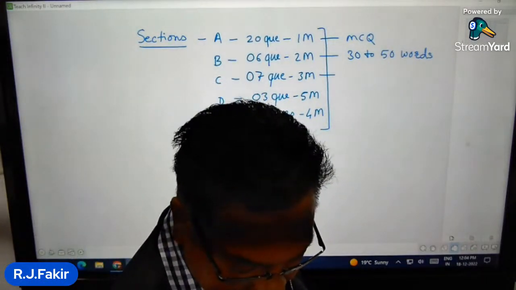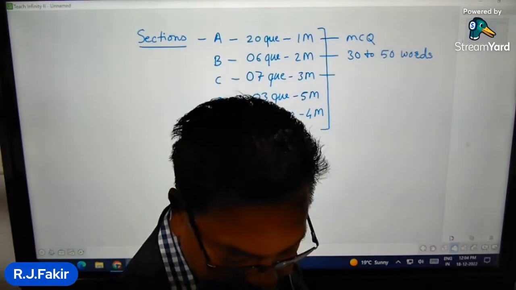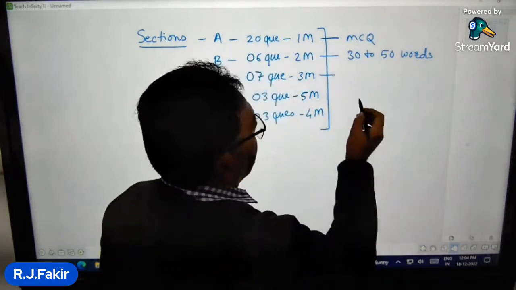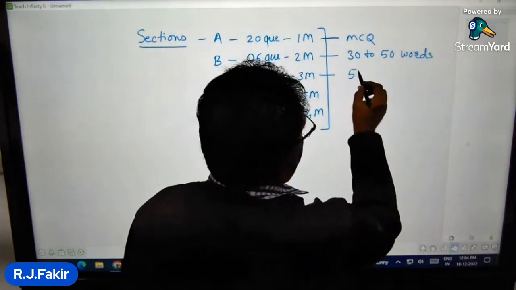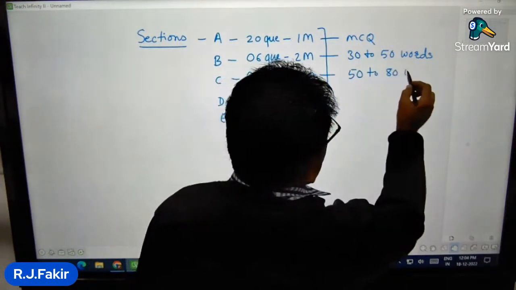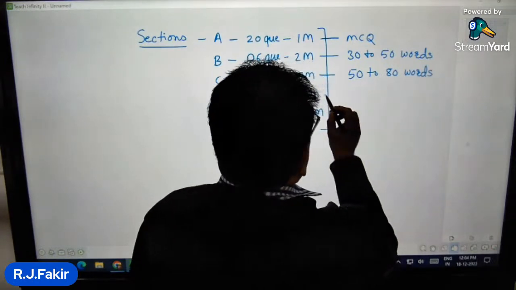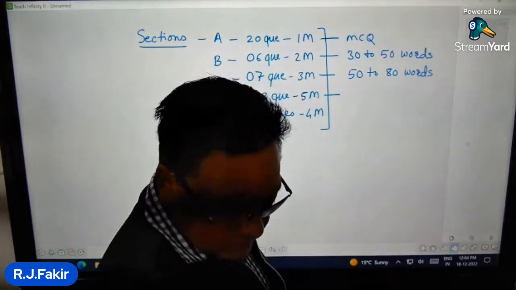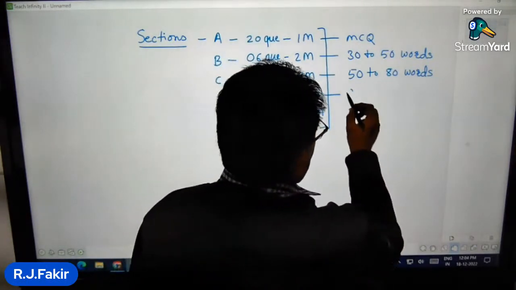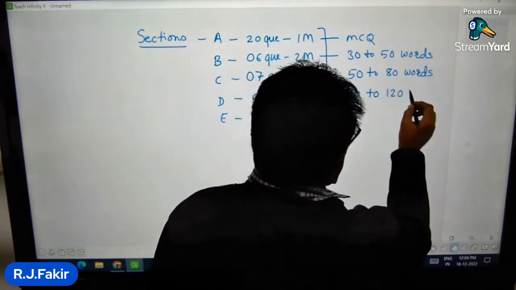Then the section C, where you have 7 questions of 3 marks each, your answer should be in 50 to 80 words. These 5 marks ones, your answer should be 80 to 120 words.